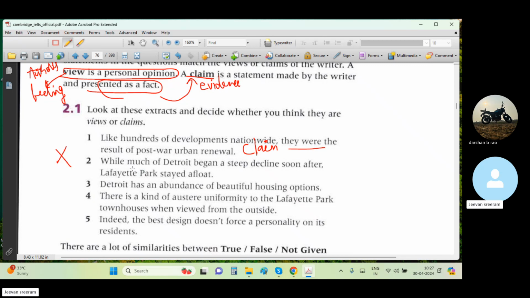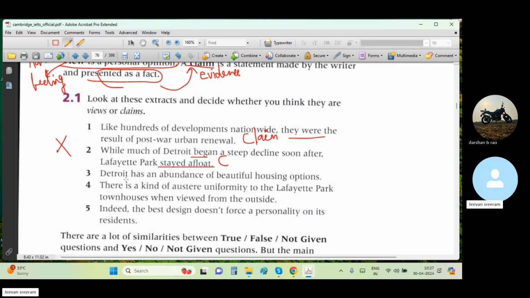Yes, sir. While much of Detroit began a steep decline soon after, Lafayette Park stayed afloat. Again, this is in past tense. This is also a fact. The author has presented something that has already happened and it is a fact. So this is also a claim. Detroit has an abundance of beautiful housing options. So this is the author's feeling. You can see it is in present tense. It may or may not be true for all people. It is true as per the author only. So it is actually a view, the author's opinion.